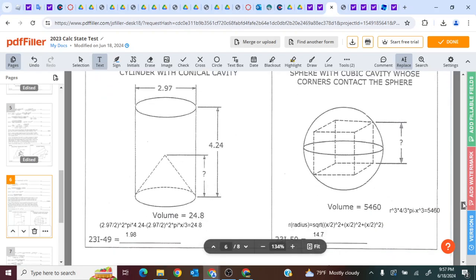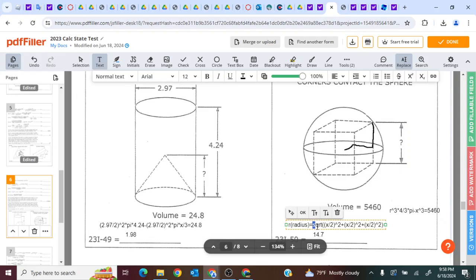Okay, 50. Sphere with cubic cavities whose corners contact the sphere. Well, let's call this unknown side x. Let's figure out the radius. To get the radius is basically going from, let's imagine this corner up here. It's going up, or to get there, it has to go up 0.5 times the length of the side. It has to go that way 0.5 of the side, and then finally go over here 0.5 of the way to get to the center. That means you can use three-dimensional Pythagorean theorem on them.